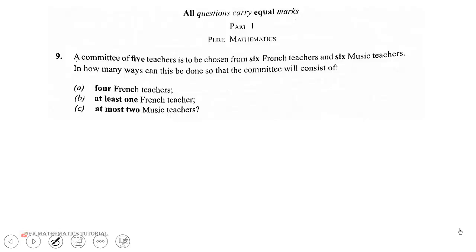Question number 9, pure mathematics section. A committee of 5 teachers is to be chosen from 6 French teachers and 6 music teachers. In how many ways can this be done so that the committee will consist of 4 French teachers, at least 1 French teacher, at most 2 music teachers? So let's begin. Number of ways.